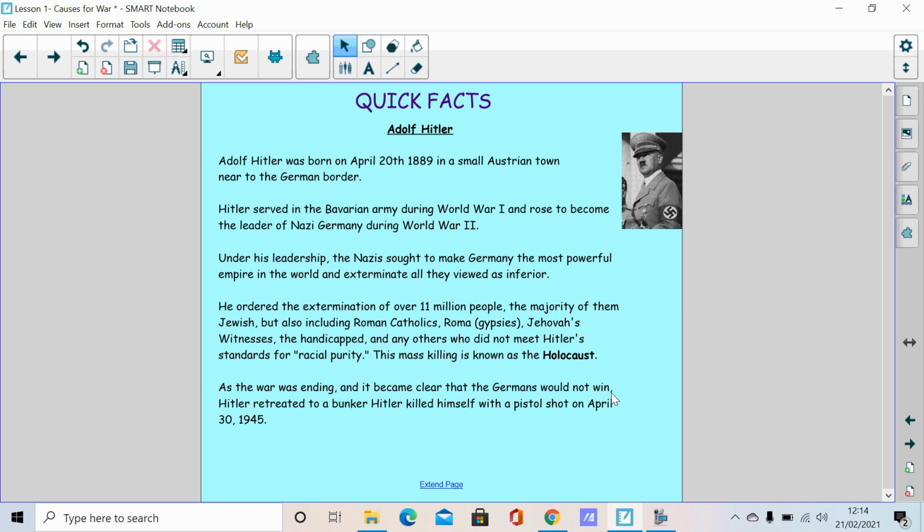This mass killing was known as the Holocaust, and we're going to look into a little bit more detail about the Holocaust later in the topic. So he was a very influential man. He was actually a very scary man when you consider what kind of power he had and what he did with that power.